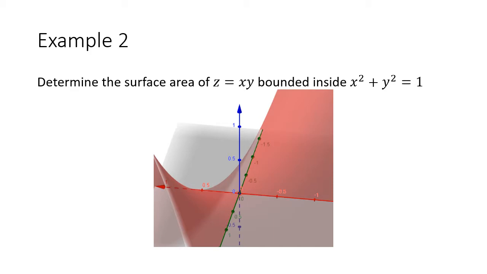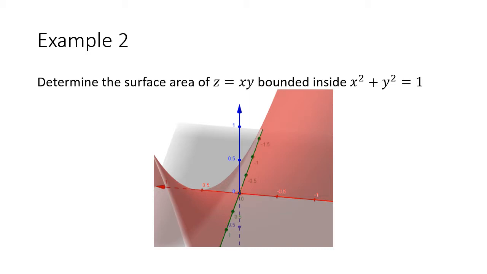All right, let's do a second example. Let's try to determine the surface area of my function z equals xy bounded inside x squared plus y squared equals 1. So what I have up now is the actual surface z equals xy. And so we have kind of a saddle function going on. Clearly it's going down in one direction, going up in another direction.